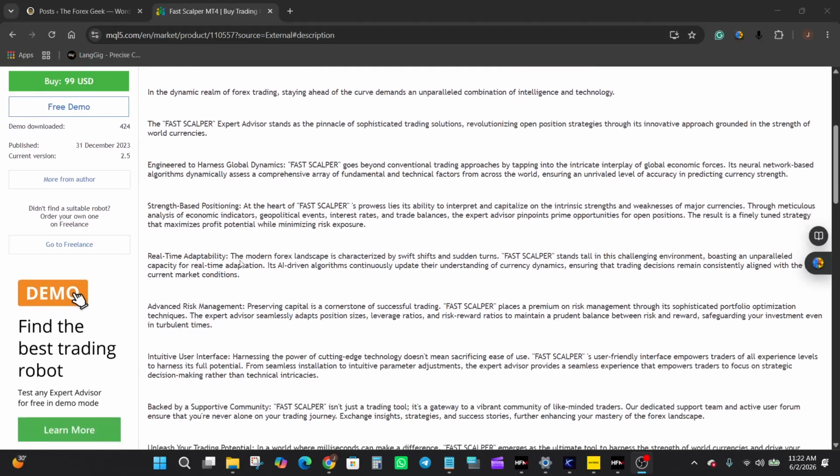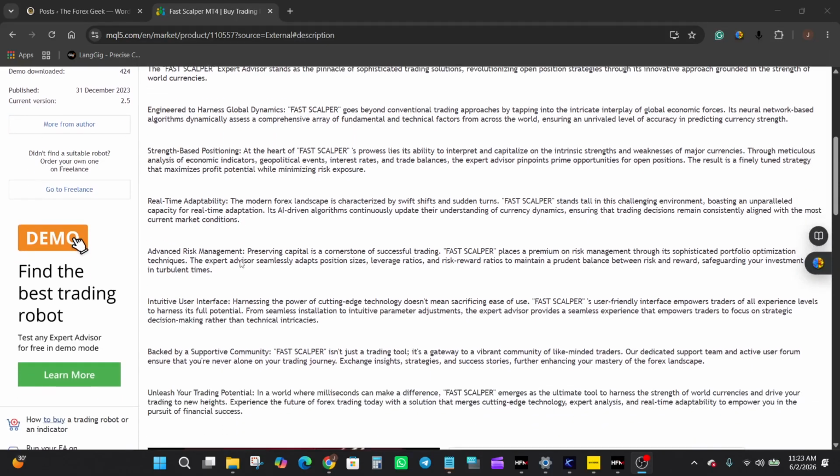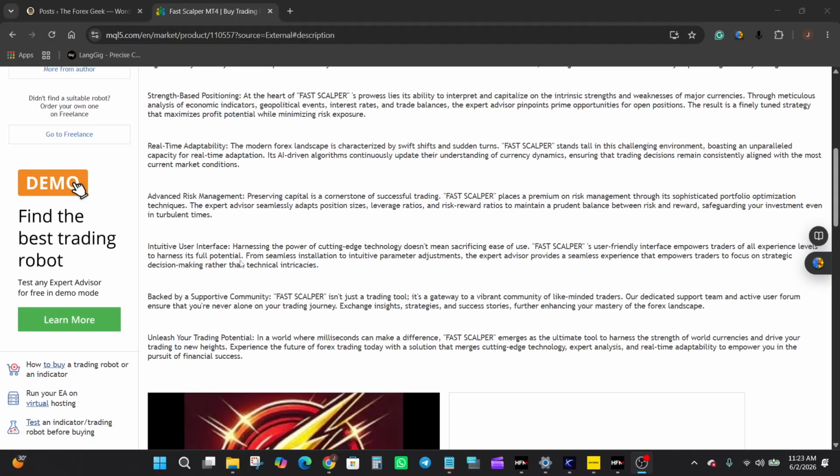Risk management is also a major focus within the product description. According to the developer, the EA incorporates portfolio optimization techniques and adjusts factors such as position sizing, leverage ratios, and risk to reward considerations in an effort to maintain a balance between risk and opportunity. The marketplace page also mentions a user-friendly interface designed to make installation and parameter adjustments straightforward, regardless of trading experience. In addition, the developer references an active community and support ecosystem for users of the software.